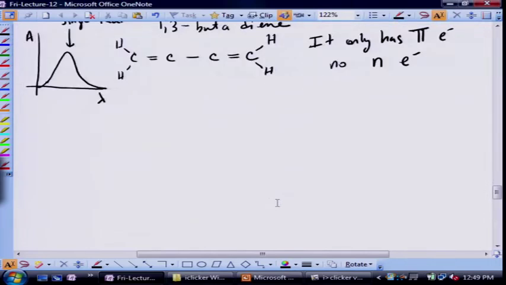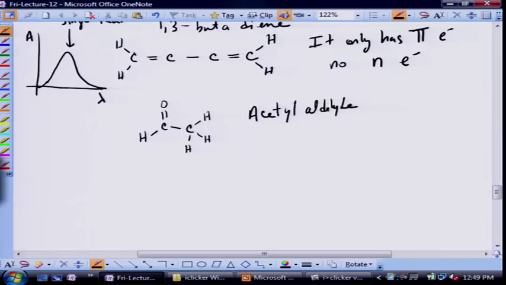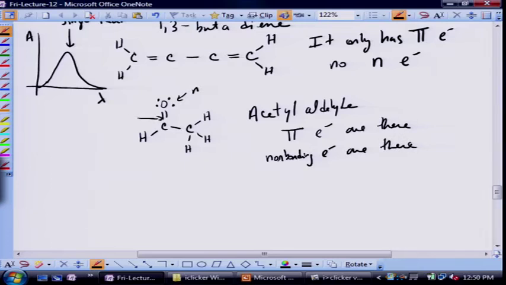But if you had this molecule, on the other hand, this, by the way, is something that will form on your breath if you happen to go to a fraternity party. It's acetaldehyde. Acetaldehyde is a breakdown product of ethanol. When it's not completely broken down to acetic acid, it goes through an aldehyde in between. Anyway, it has pi electrons, right? We have a pi bond between the oxygen and carbon. And it has non-bonding electrons, because on the oxygen we have non-bonding electrons.